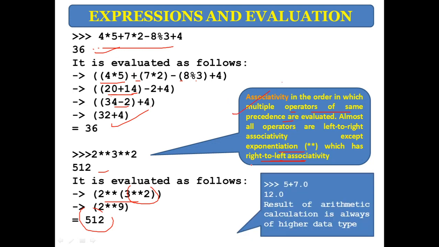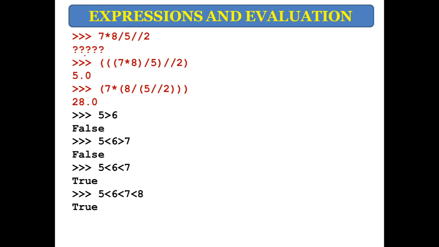Let's move on to the next. 5 plus 7.0, the result is 12.0. The result of an arithmetic calculation is always of the higher data type, whatever be the case, automatically taken care of by Python. Whether it is plus, minus, star, slash, double slash, any arithmetic calculation, the result will always be of the higher data type. Here one expression is given: 7 star 8 slash 5 double slash 2.